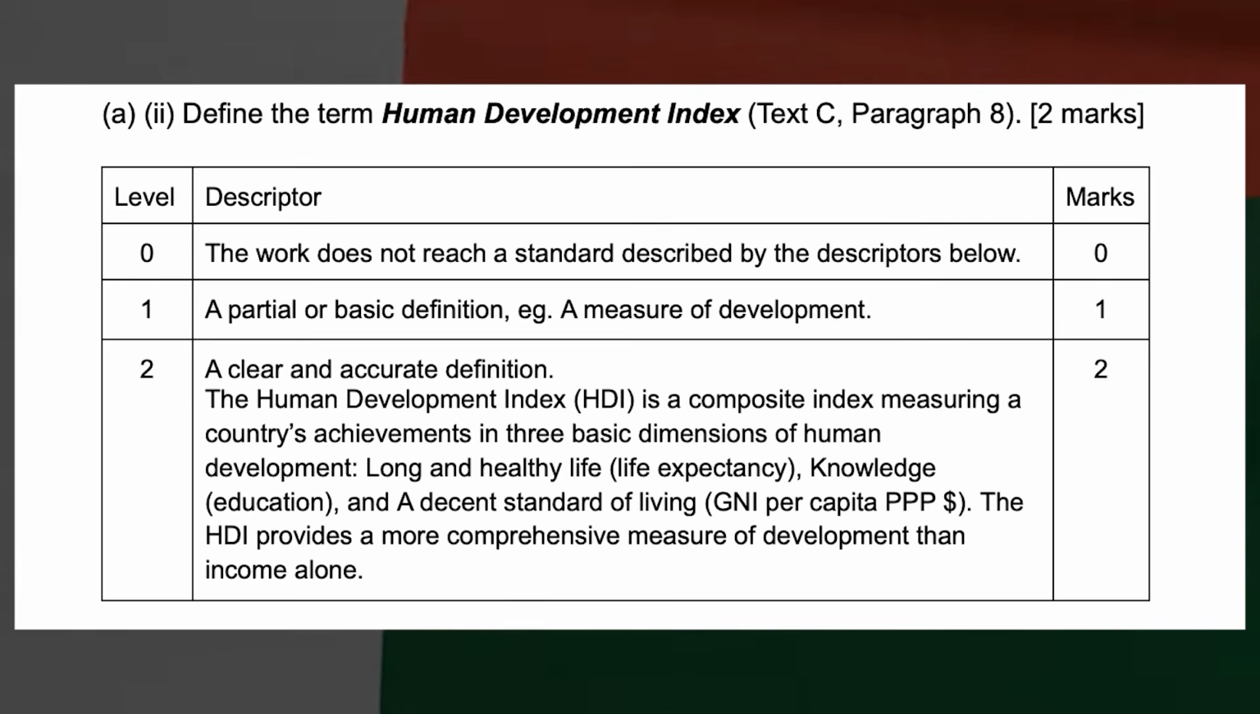The Human Development Index is a composite index measuring a country's achievements in 3 basic dimensions of human development: long and healthy life, life expectancy, knowledge, education, and a decent standard of living, GNI per capita PPP dollars. The HDI provides a more comprehensive measure of development than income alone. 2 marks.